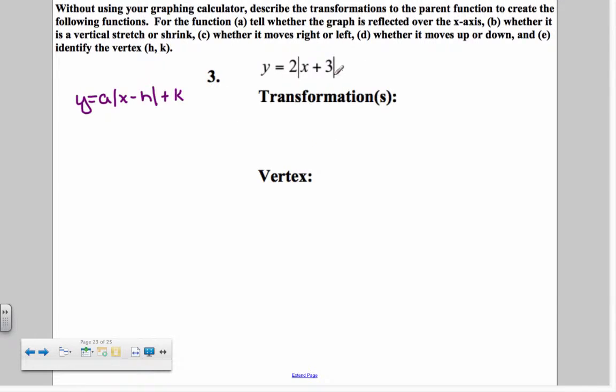So let's take a look at the function that we're given here. It's y equals 2 times the absolute value of x plus 3. And let's just go in order of our directions. Part A says, tell whether the graph is reflected over the x-axis. For this part, I need to look at my a, which is 2 here. I know it's reflected if my a is negative. Well, my a here is positive, so I would say there's no reflection.